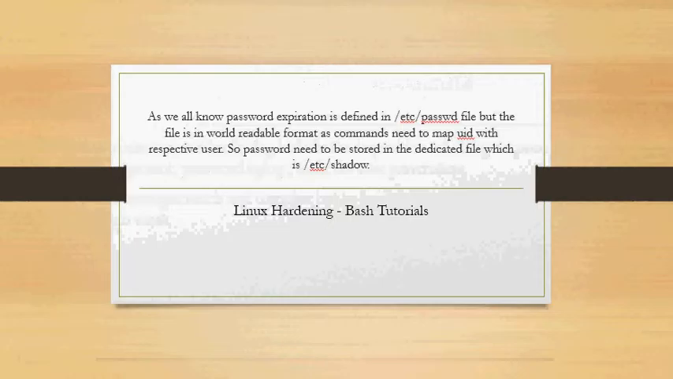So as we all know, password expiration is defined in the /etc/passwd file, but the file is not world readable in that format, as commands need to map UID with the respective user. So passwords need to be stored in a dedicated file, which is /etc/shadow, right? If I'm talking about the passwd file, one shouldn't play with passwd file and shadow file permissions. This is a basic thing. Your password is stored in encrypted format in the shadow file. You can recover your shadow file by using pwconv or by restoring it from /etc/shadow~, right?